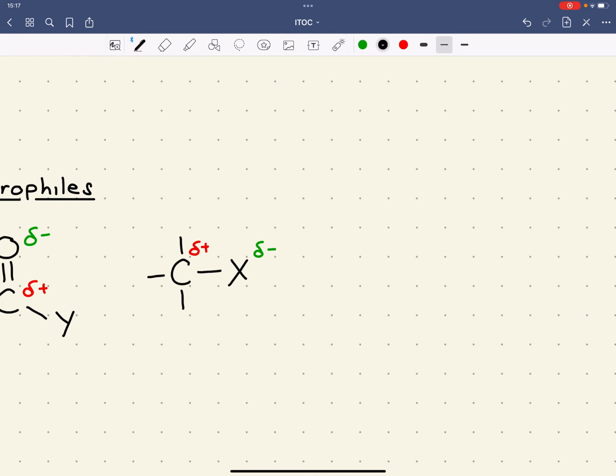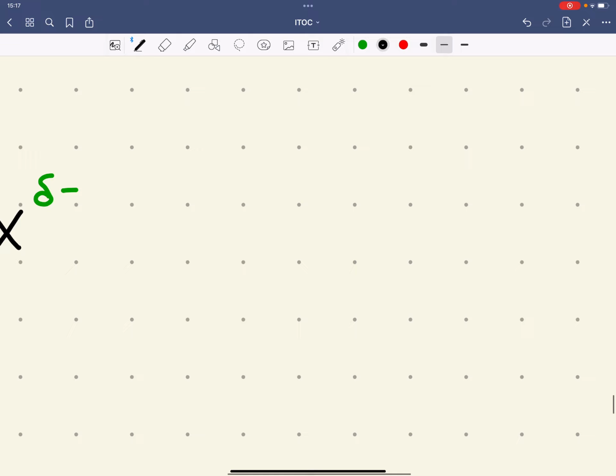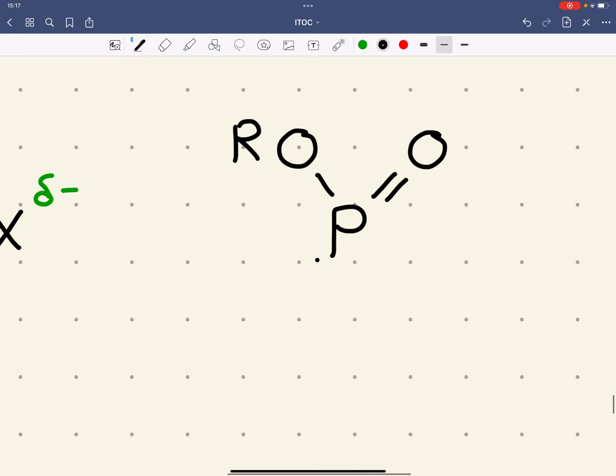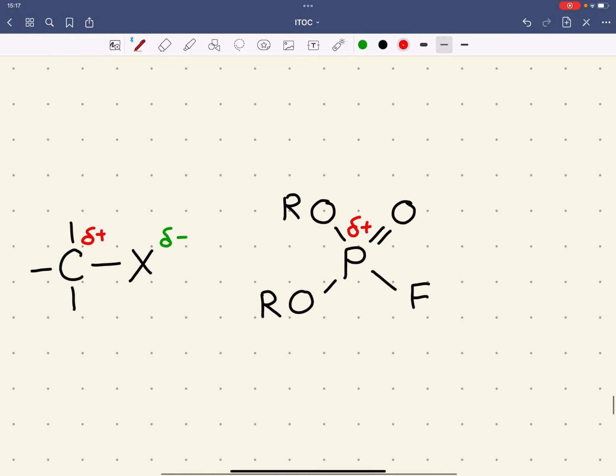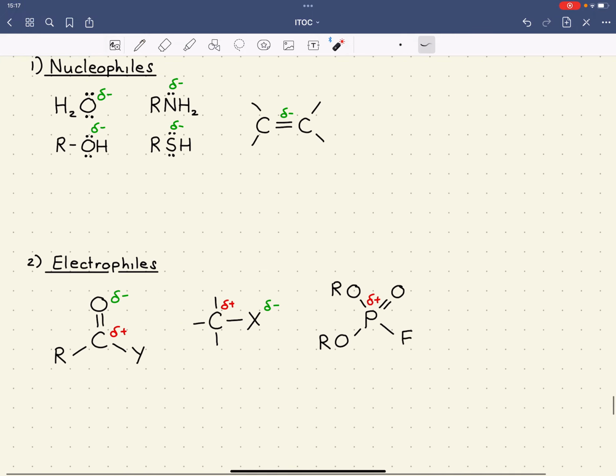There are other species as well. Let's have a look at one which doesn't contain a carbon, but you've got this species here, which we call a fluorophosphonate, and this is present in insecticides called organophosphates. And again, you've got a delta positive phosphorus there, which can be attacked by these nucleophiles.